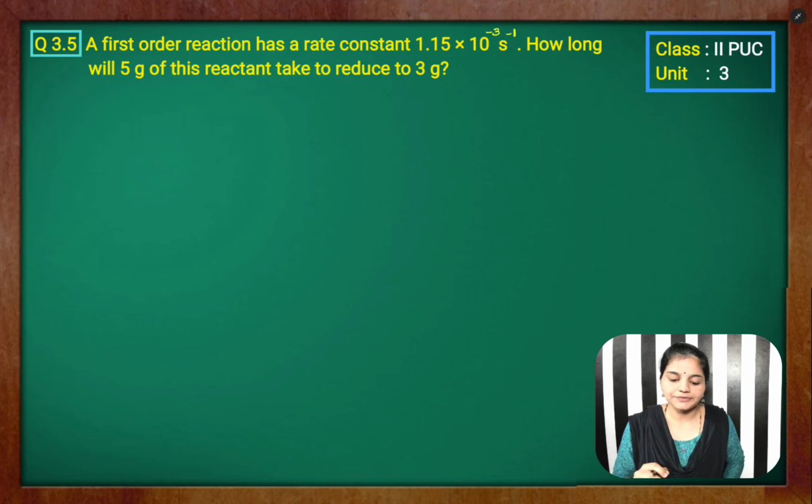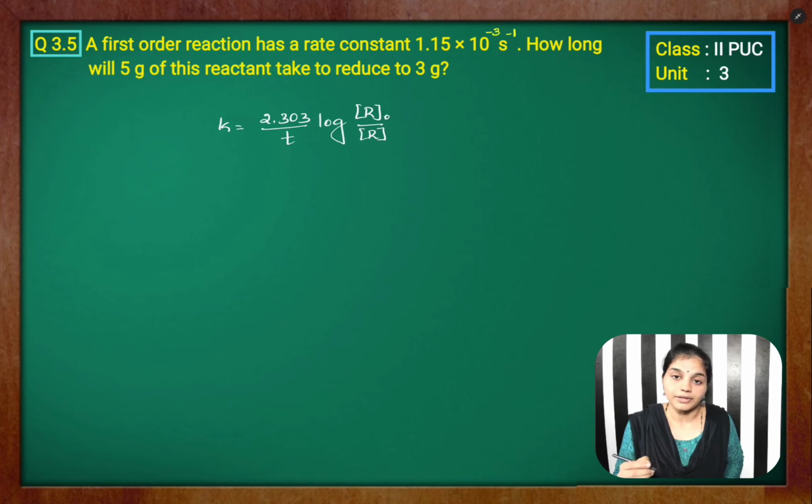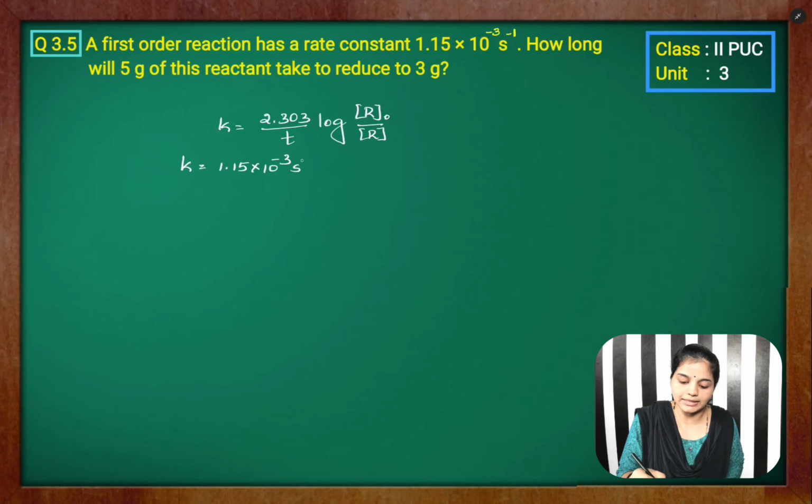Question number 3.5. A first order reaction has a rate constant 1.15 into 10 to the power minus 3 per second. How long will 5 gram of this reactant take to reduce to 3 gram? So they have given us the rate constant for first order reaction. First of all, we shall write the expression for rate constant of a first order reaction. That is, we have K is equal to 2.303 divided by T log of R naught divided by R, where R naught is the initial concentration of the reactant and R is the concentration of reactant at a time interval T. So the rate constant they have given us, it's 1.15 into 10 to the power minus 3 per second.